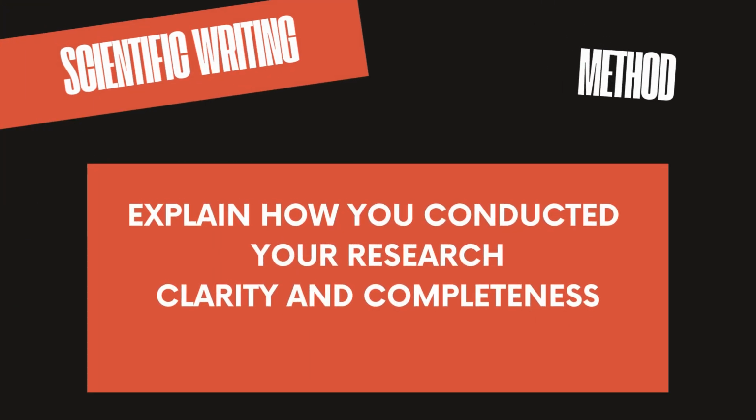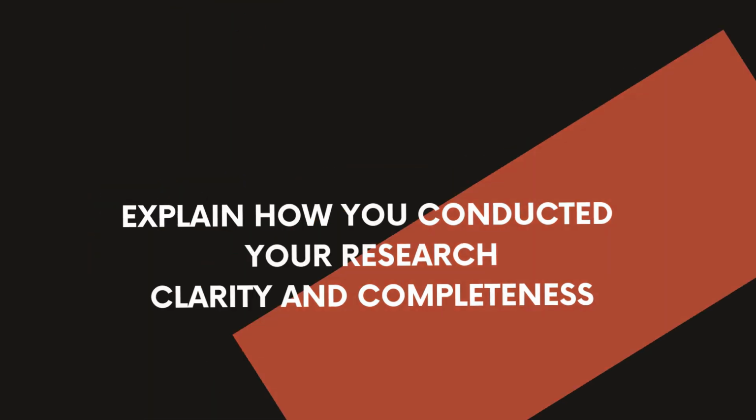Next comes the methods section. This is where you explain exactly how you conducted your research, step by step. This part needs to be so clear that someone reading your paper could replicate your study. If you conducted a survey, for example, you'd explain how the survey was designed, who the participants were, and how you analyzed the data. Precision is key here. Nothing should be left to guesswork.